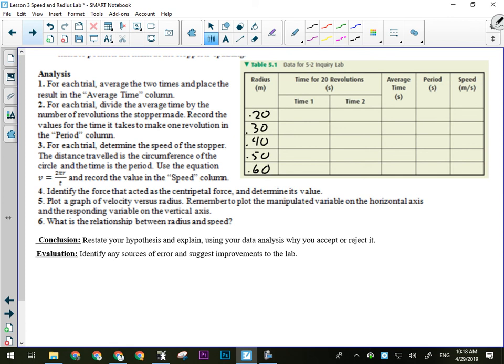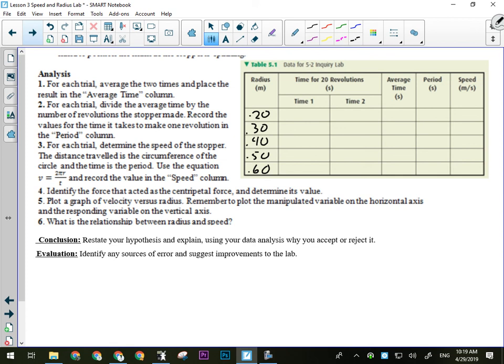Now for 4, 5, and 6, these are the really important ones. Number 4, identify the force that acts as the centripetal force and determine its value. Now, obviously there's tension in the string, but you need to tell me why there's tension in the string. What is putting tension in the string? That's what's acting as the centripetal force, not the string itself. Then you're going to plot a graph of velocity versus radius. Remember your manipulated variable goes on the x-axis, your responding variable on the y. You have to decide which is which.